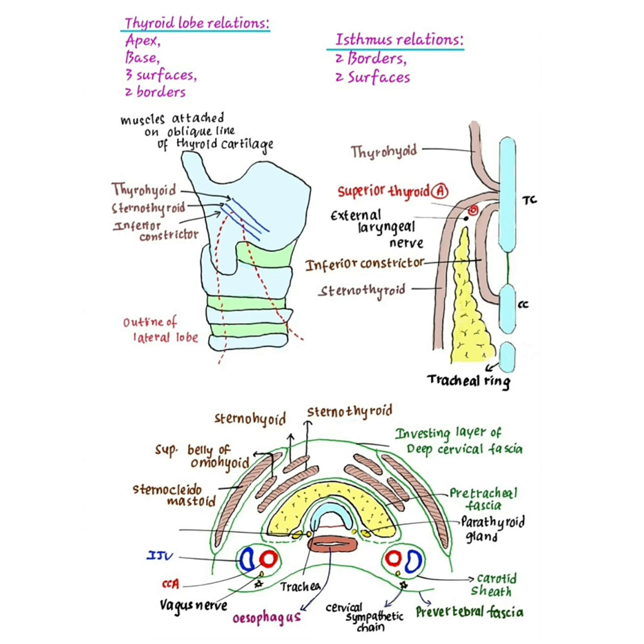Let's revise the relations of thyroid lobe. Apex, it is directed upwards and slightly laterally. It is limited above by the attachment of sternothyroid. It is sandwiched between inferior constrictor medially and sternothyroid laterally. It is related to superior thyroid artery and external laryngeal nerve. Base, it extends up to 5th or 6th tracheal rings. It is related to inferior thyroid artery and recurrent laryngeal nerve.